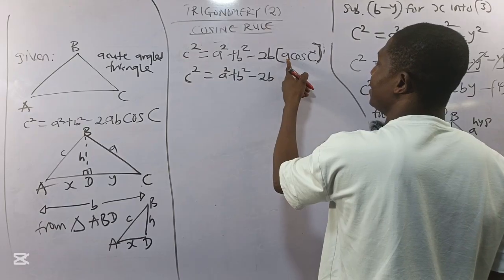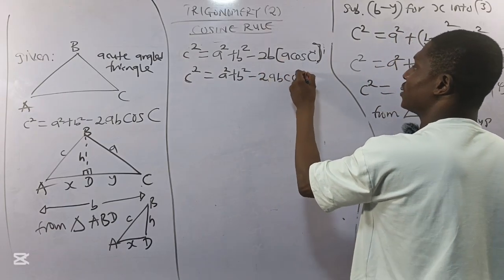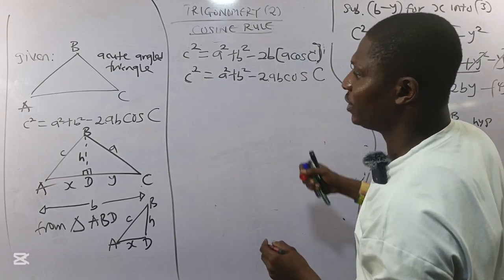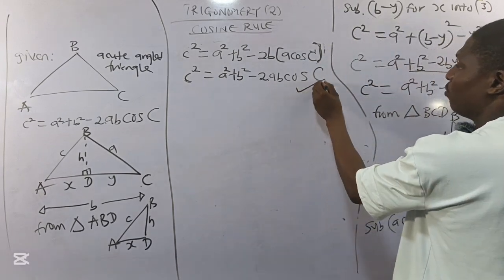B times A is the same thing as AB. So let A come first. AB cos capital letter C. And with this, our rule has been proved.